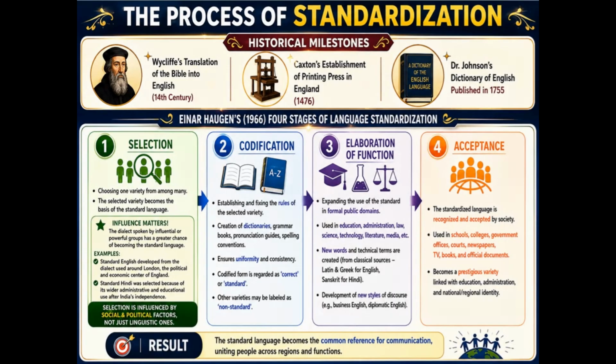This codified form is often regarded as the correct or standard variety, while other varieties may be regarded as deviated from this standard variety. Now that the language has been selected and its rules have been fixed, the language must now be capable of serving different functions in society. This is the third stage, that is elaboration of function, which means expanding the use of the standard language.